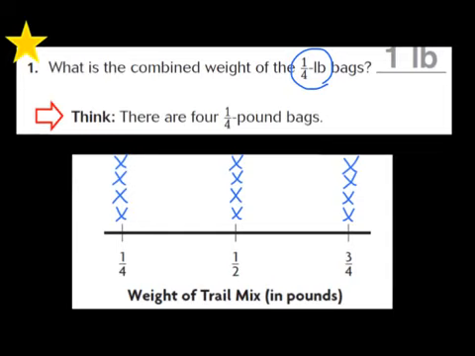Now remember, in our line plot, we knew that there were 1, 2, 3, 4 of the 1/4 pound bags. So what I can do is this. I can take my 1/4 and over here I'm going to write down my 1/4, and I'm going to multiply that by 4, because once again, there were 1, 2, 3, 4 x's. Now, when I do that, what I know I can do is this. In multiplication, I can take that whole number 4 and I can put it over a 1 to put it in fraction form.